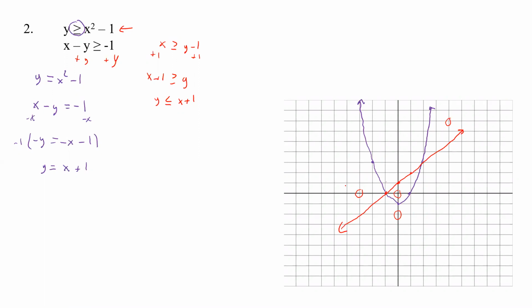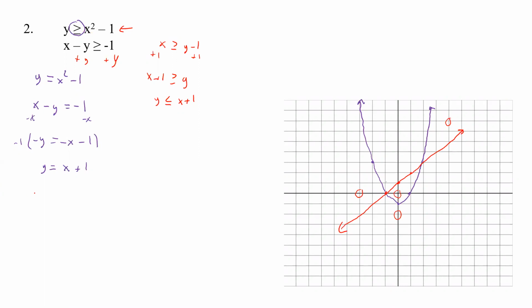But I'm pretty confident, based on how my inequalities are set up, that we know it's going to be less than the x plus 1 line. And so it's going to be everything down here. It's going to be greater than or equal to the x squared minus 1 line. And so it's going to be everything up here. And the only place they overlap is right there. And so let's test that.